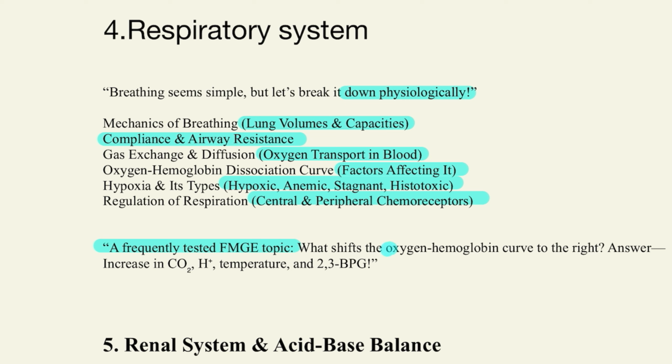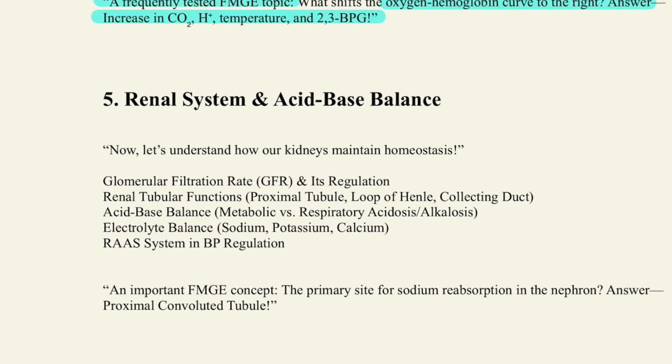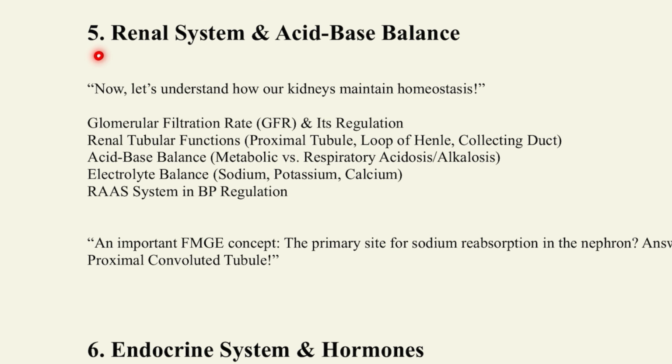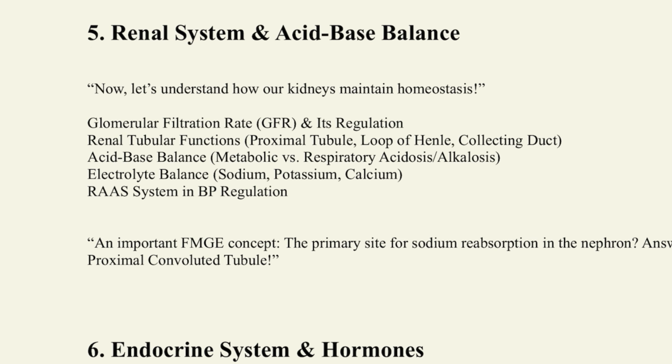A frequently tested FMGE topic: what shifts the oxygen-hemoglobin curve to the right? So the answer is increase in carbon dioxide, hydrogen ions, temperature, and 2,3-bisphosphoglycerate. After that, move to another topic, that is renal system and acid-base balance. Now let's understand how our kidneys maintain homeostasis.